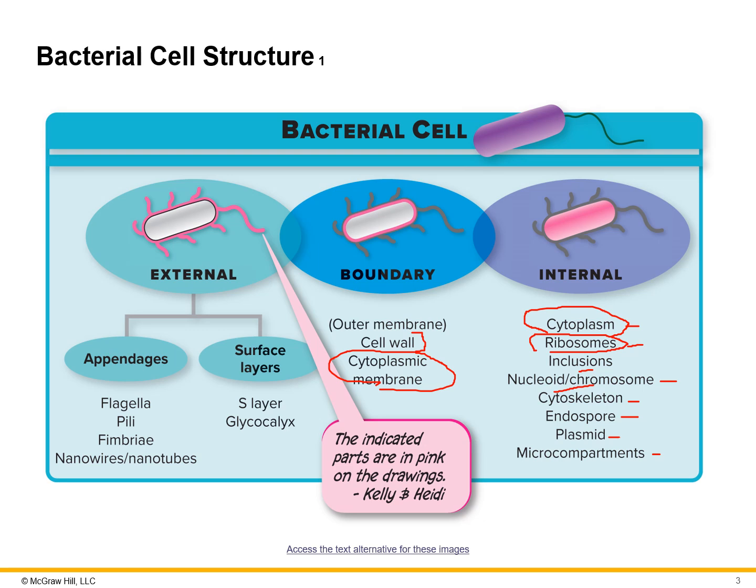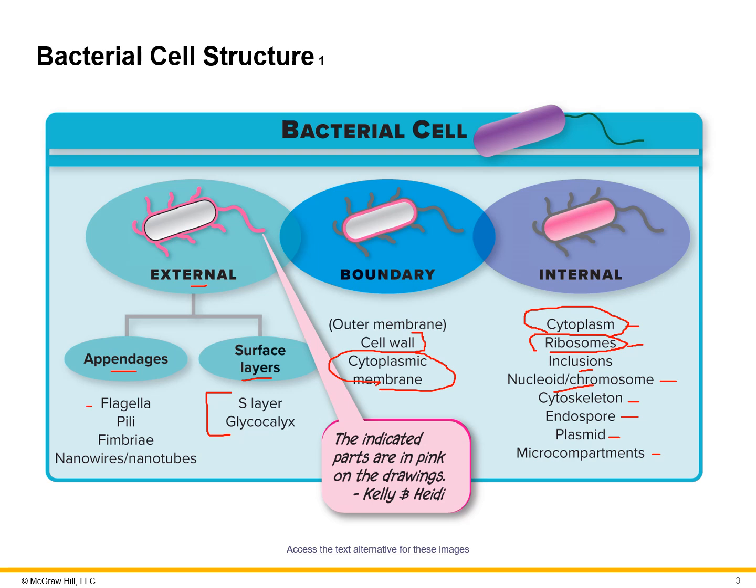On the external part, bacteria can have various things, and these are optional. Not all bacteria are going to have all of these. They may have one or two, they may have them all, they may have none of them. Sometimes they have a surface layer, like a slime or an S layer, or what's called a glycocalyx. It's a sugary layer that helps them stick to things or move or glide past things. And then they can also have different appendages.